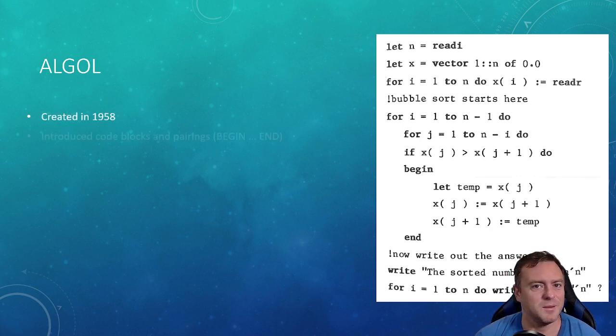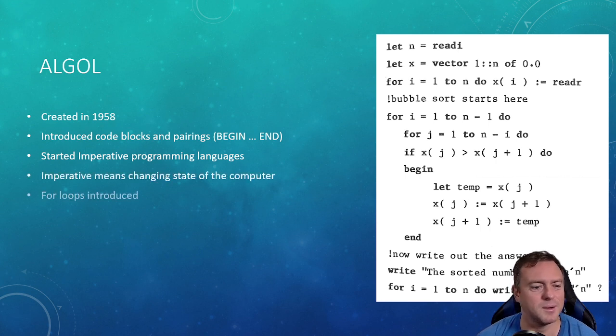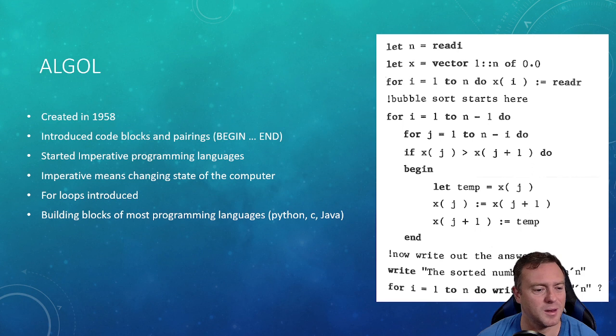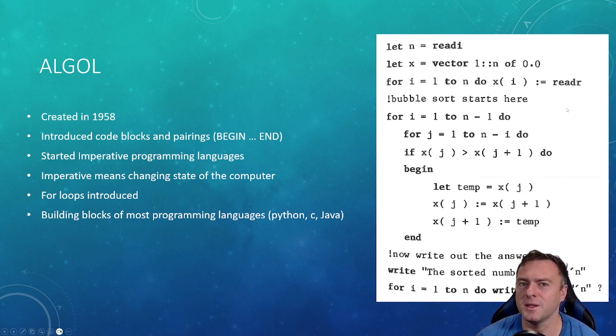It was created in 1958, introduced code blocks and pairings. So it had begin and end as well. It started an imperative programming language. So imperative means changing the state of the computer, which then had for loops as well. So you can see a little for loop there with the to statement. It gave the building blocks of most programming languages, so Python, C, and Java came from this. So some things, if we look here quickly, you can see that it has a variable, but you have to put let out the front to signify that that's the variable.